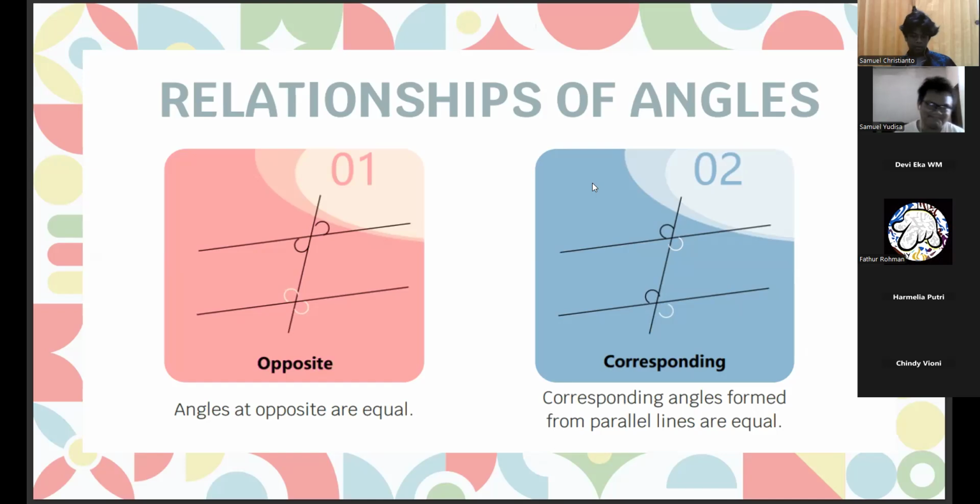The second relationship of angles is corresponding. Corresponding angles are in the same position on the bottom and upper parallel lines. This white is corresponding to the white on the bottom. Yes, bottom right and bottom right are corresponding, and the top left is corresponding to the top left of the bottom parallel lines. Corresponding angles are equal.